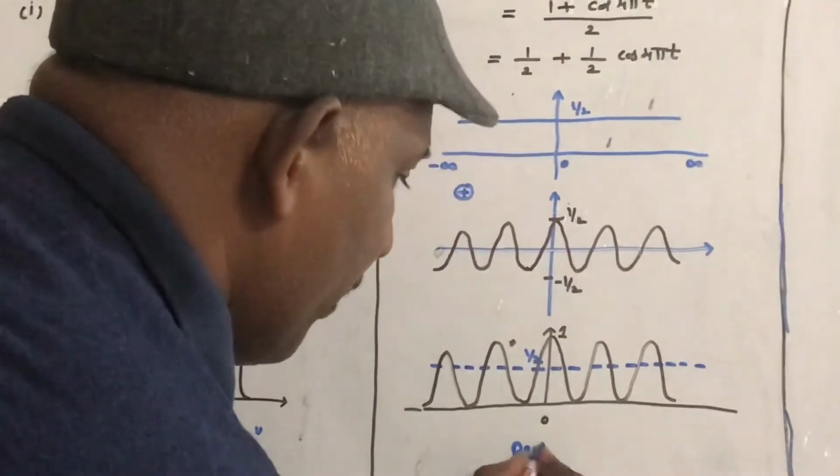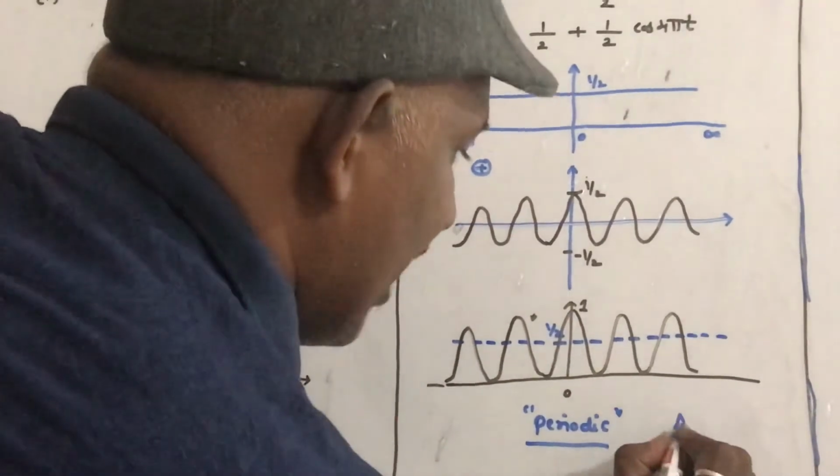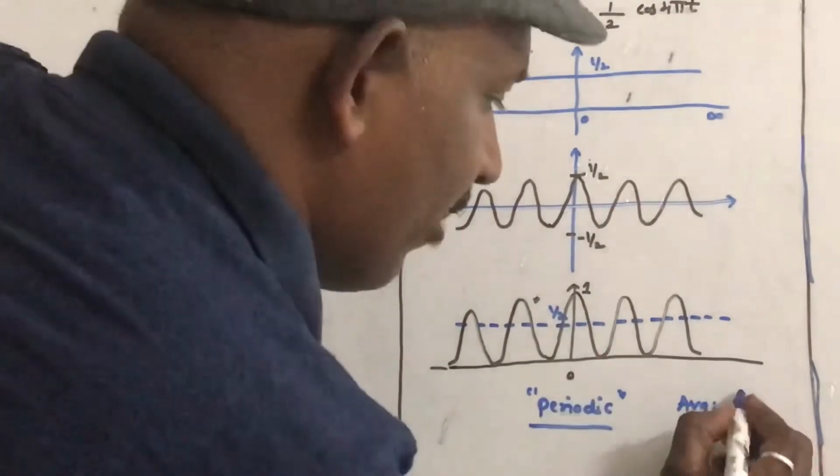It is a periodic signal whose average value is the positive peak 1 plus 0, divided by 2. So the average value is 1 by 2.